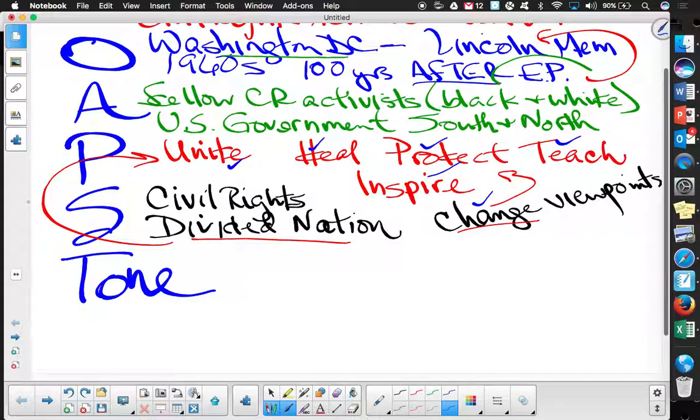How about tone? Hopeful, optimistic. And then we get answers that are five synonyms of that term. What else? And he certainly is hopeful. Moved. What do you mean by moved? Like inspired. Like he is inspired too. Okay.